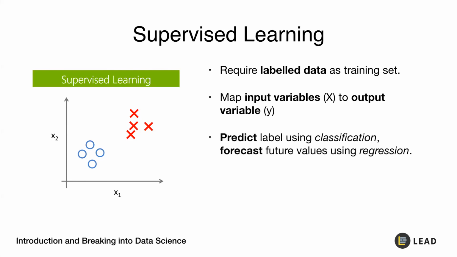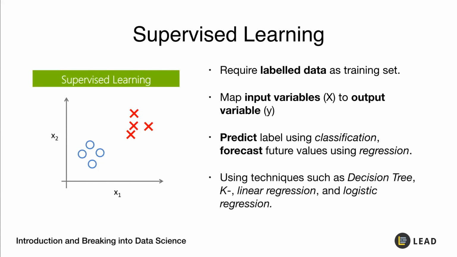Supervised learning is usually used to predict labels using classification, for things like spam mail, predicting customer churn, predicting the sales, etc. We can also use it to predict future values, such as the sales volume and the property price, using regression. So the two tasks that we do in supervised learning are prediction and forecasting. Some of the common supervised learning methods are decision trees, linear regressions, and also logistic regressions. These are the common popular ones.